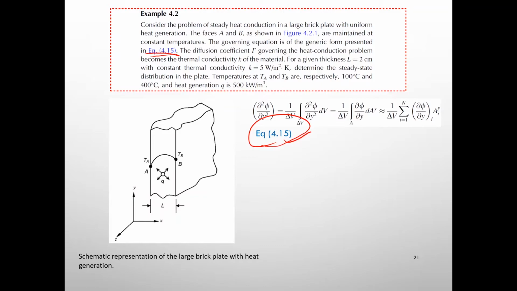So we have the diffusion coefficient gamma governing the heat conduction problem becomes the thermal conductivity K of the materials. So it says that gamma here is K. For a given thickness L equals 2 with constant thermal conductivity K equals 5 watt per meter squared per Kelvin, determine the steady state distribution in the plate. The temperatures at TA and TB are respectively 100 degrees Celsius and 400 degrees Celsius, and the heat generation Q here is 500 kilowatt per meter cubic.